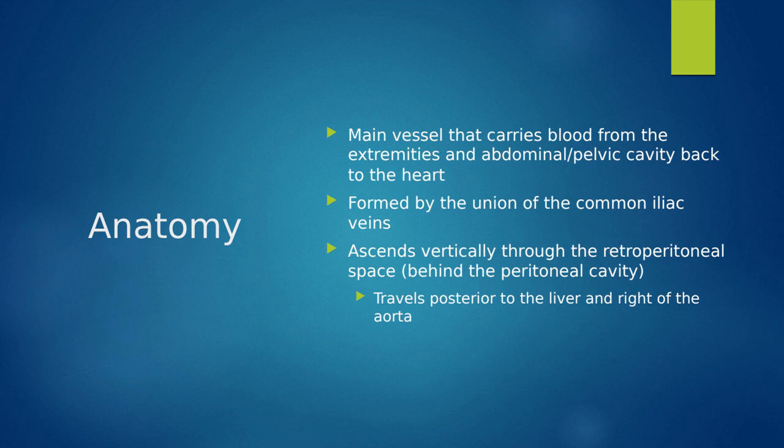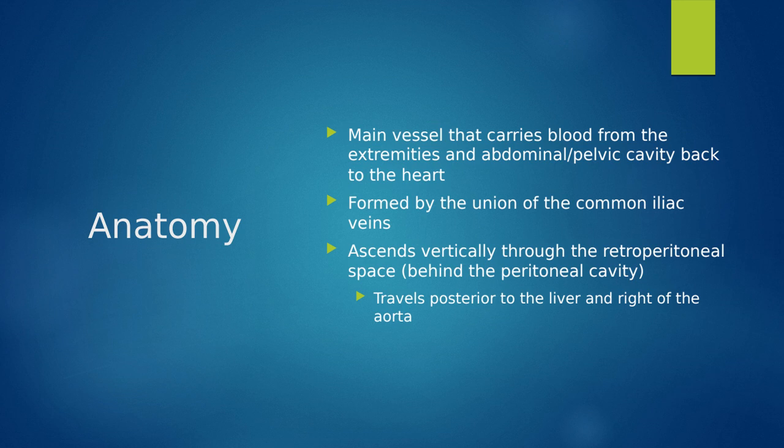The IVC is going to be the union of those leg veins joining together, those common iliac veins. We just learned about the iliac arteries. There's going to be a paired vein that goes with it. So our left and our right iliac veins are going to come up from the legs and join together in the pelvis to form one, and that one is going to be the IVC.